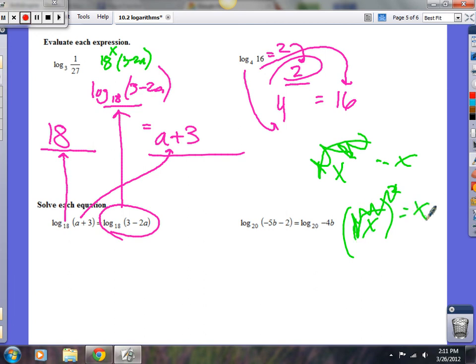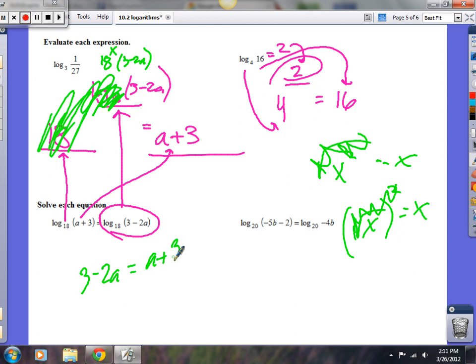You have right here an exponent, but you have a logarithm. An exponent and a logarithm are inverse operations. So if you have 18 raised to the log base 18, that is exactly like a square root of something squared. This whole mess is going to cancel. It's an inverse operation. It undoes itself. So you are left with this. On the left side you've got 3 minus 2a. On the right side you have a plus 3.